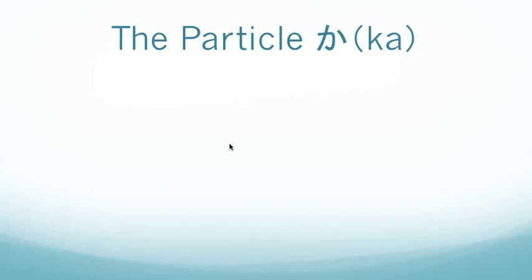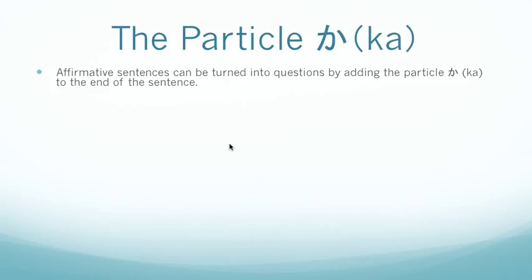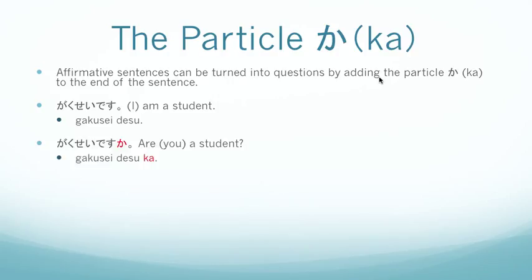Okay, let's start with the particle ka. So basically, you can take an affirmative sentence and add a ka to the end to make it a question. It's very easy. For example, 学生です. I am a student. If you want to make a question asking, are you a student? Just add ka to the end. 学生ですか? Are you a student?